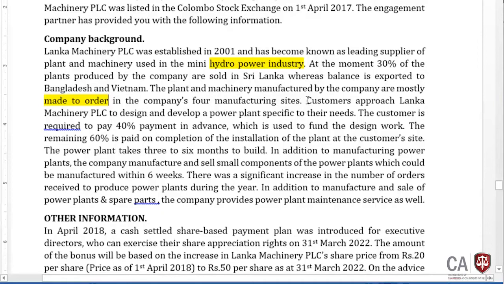Customers approach Lanka Machinery to design and develop machinery according to their specific needs, and this is a very important statement I want to highlight. The customer is required to pay 40% in advance, which is used to fund the design, and the balance 60% is paid after the installation. Why am I highlighting this? What do you think?